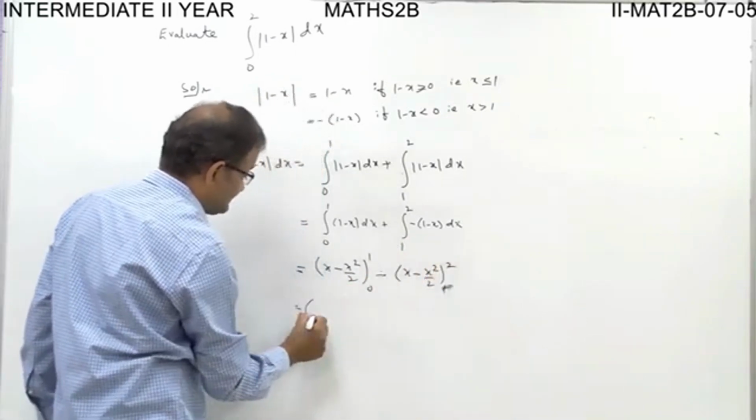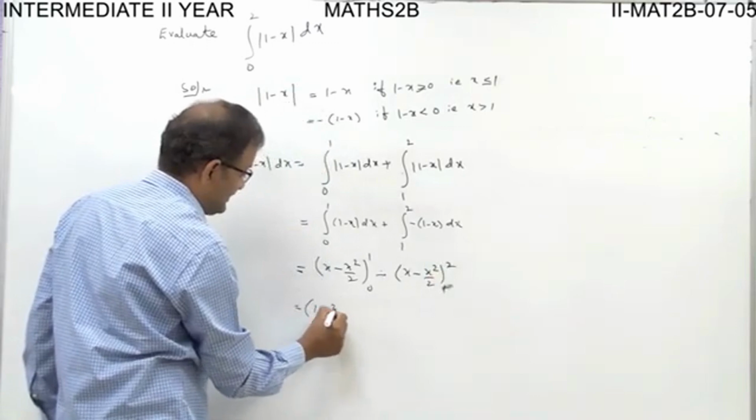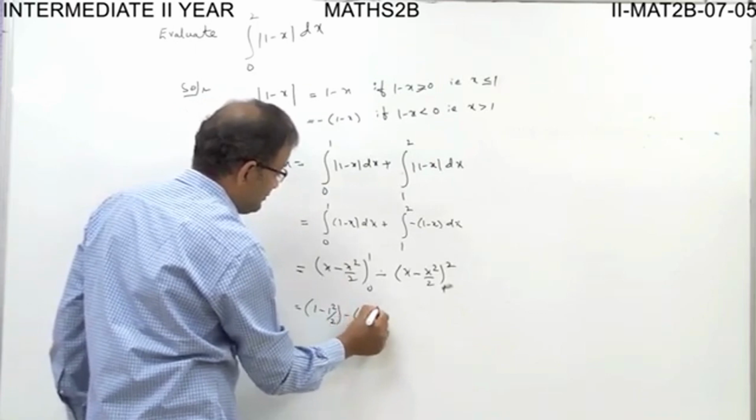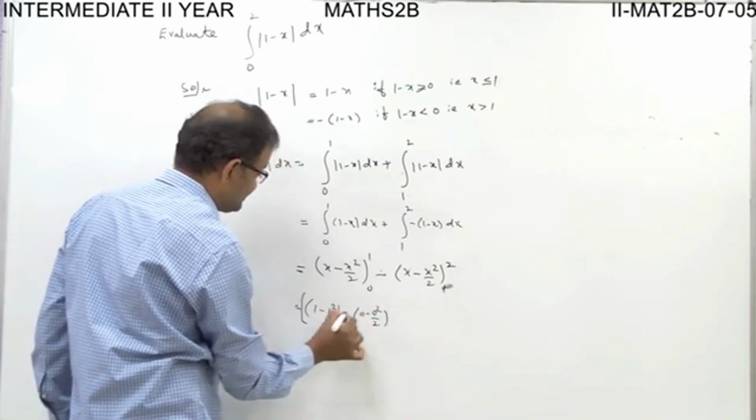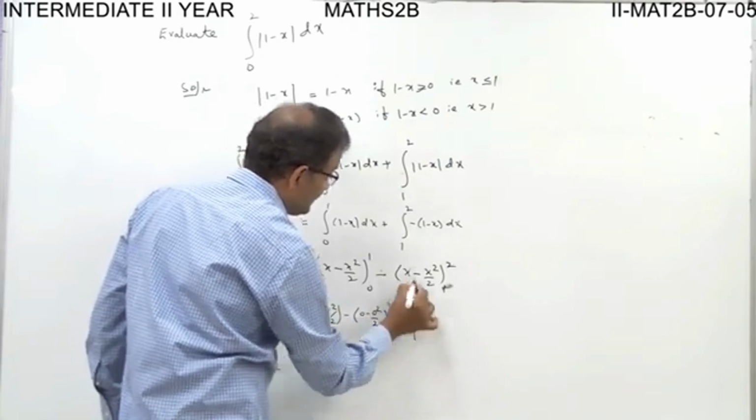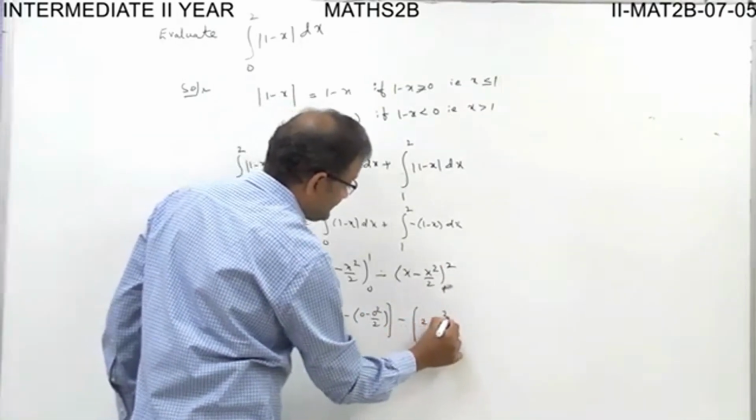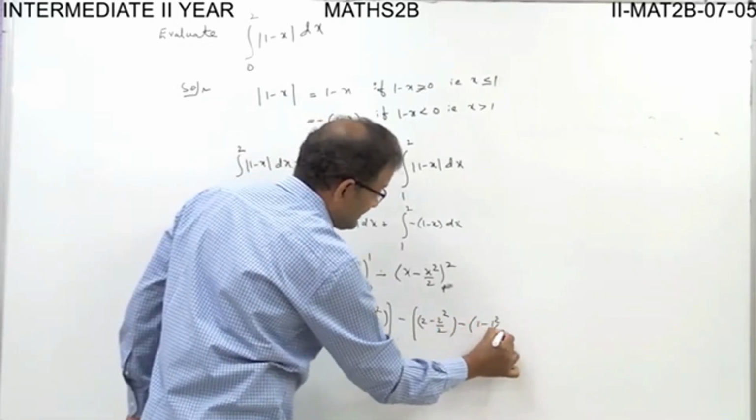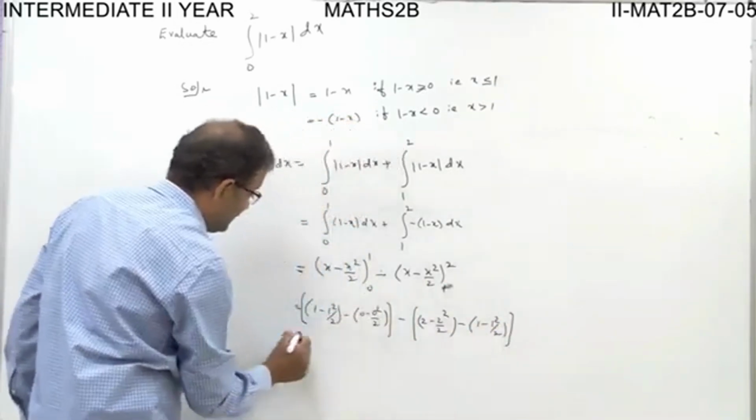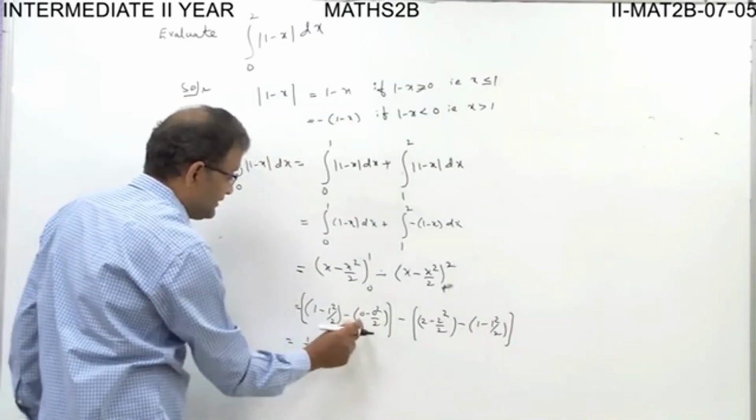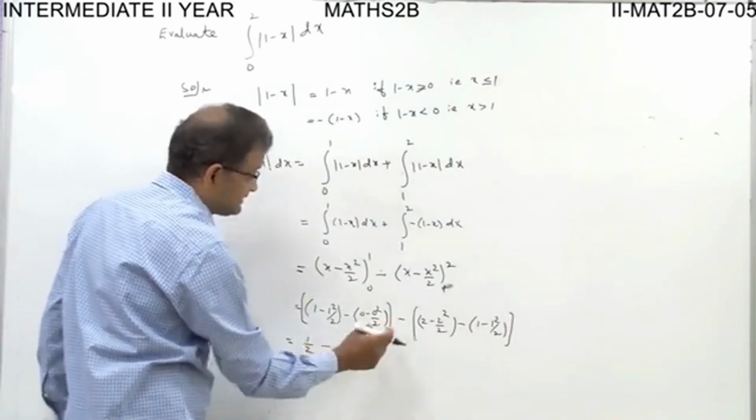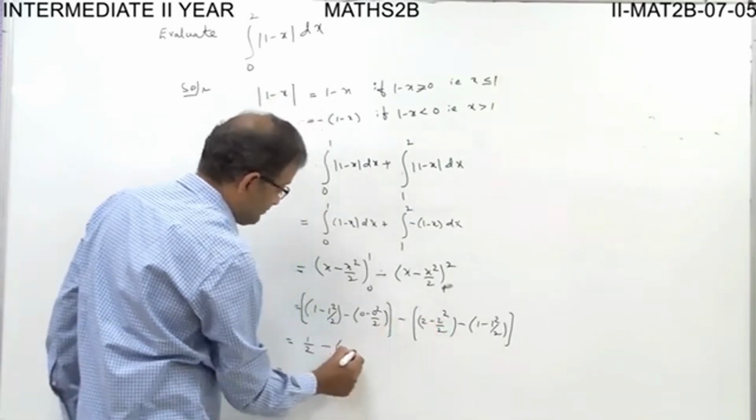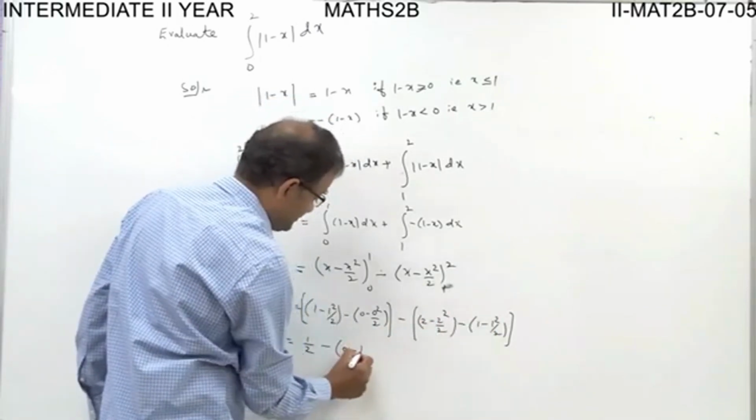Here put upper limit 1 minus 1 square by 2, minus lower limit 0 minus 0 square by 2, minus 2 minus 2 square by 2 minus 1 minus 1 square by 2. This is equal to 1 minus 1 by 2 means 1 by 2. This is totally 0. Minus 2 square by 2 means 2, 2 minus 2 is 0. Minus 1 minus 1 by 2 means 1 by 2.